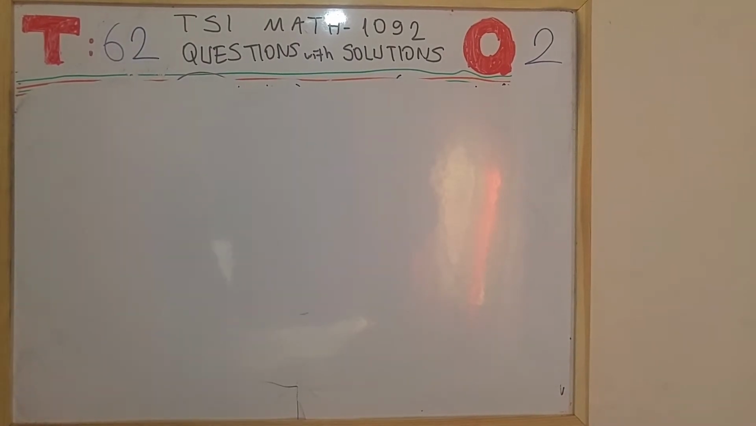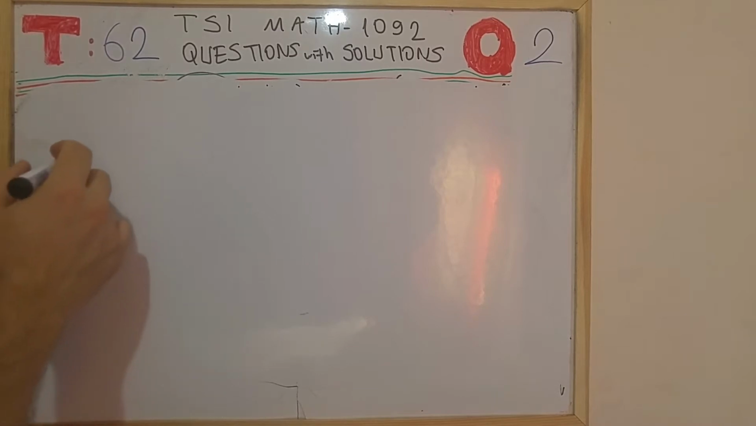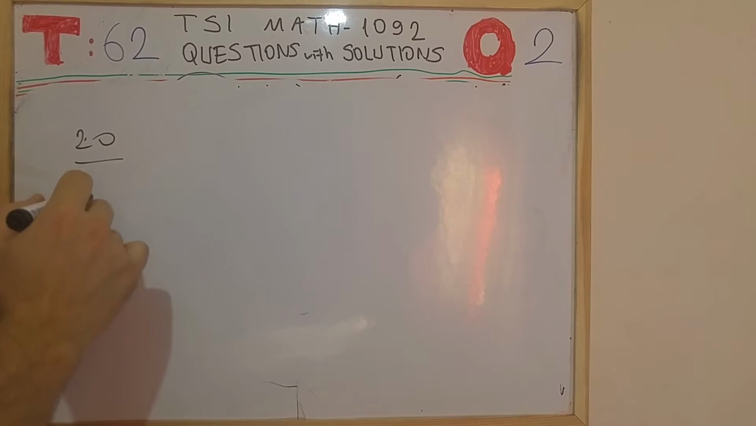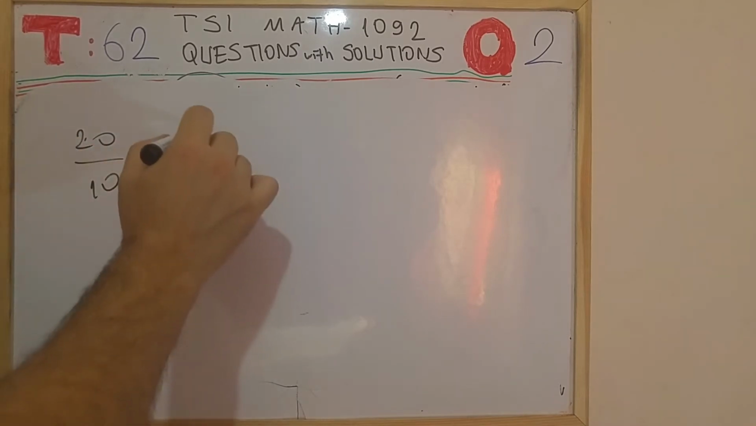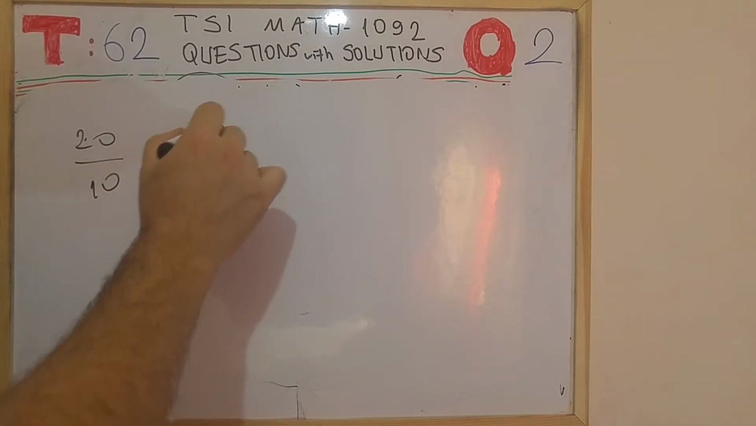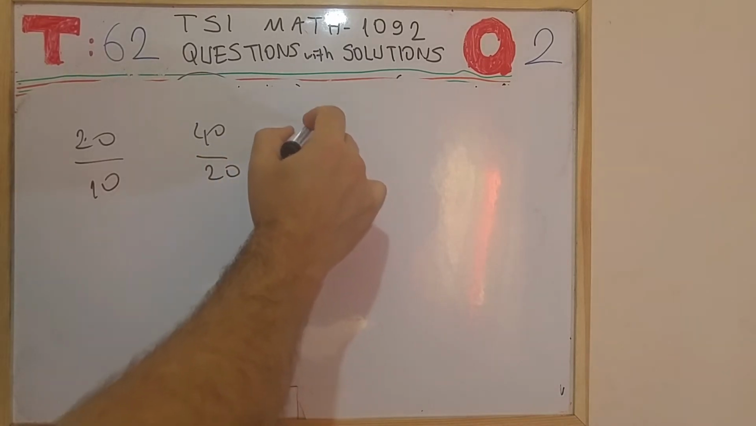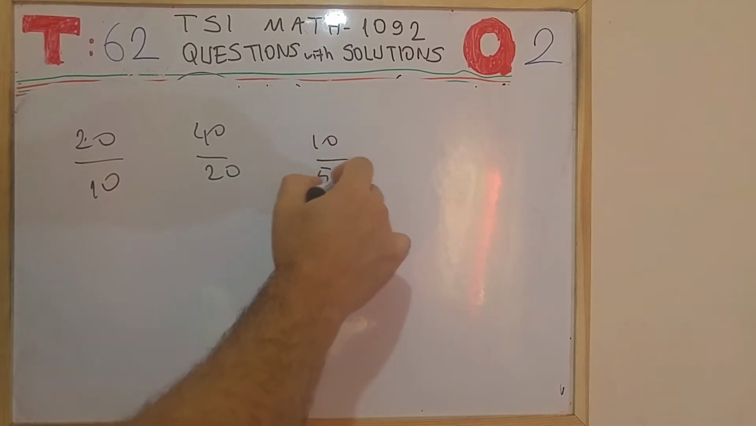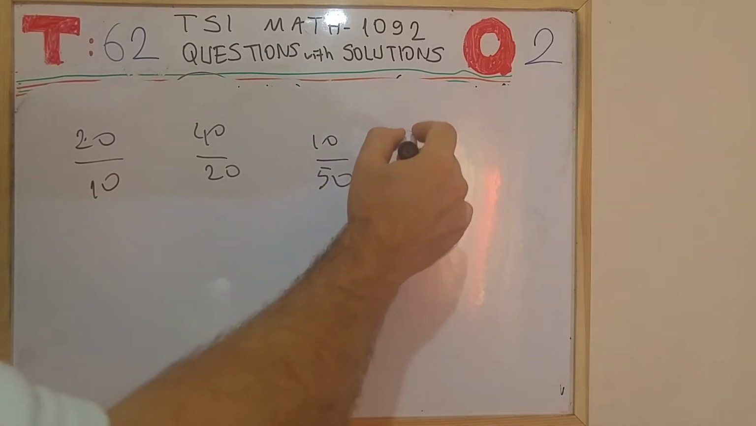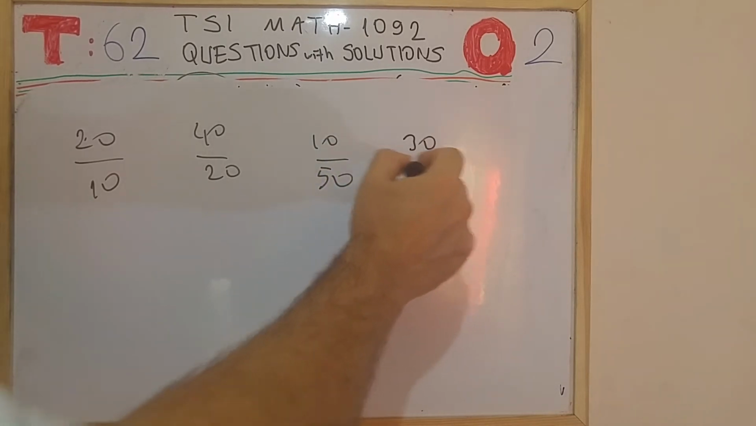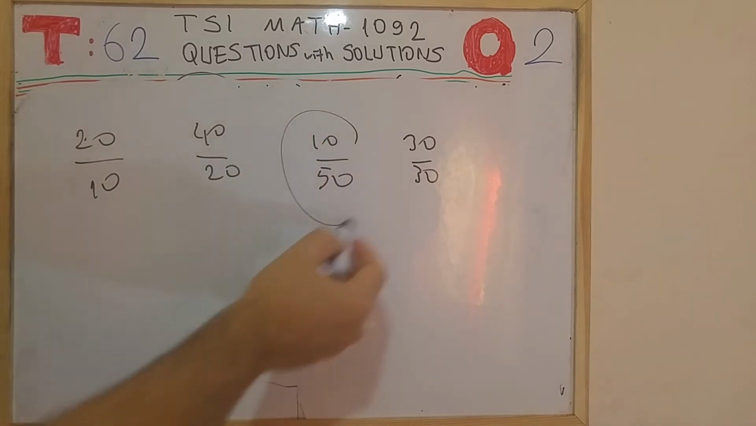We're asked about the vegetarian to margarita pizza ratio. So for A, what I have is vegetarian is 20 and margarita is 10. For B, what I have is 40 to 20. For C, what I have is 10 to 50. And for D, what I have is 30 to 30. That's why the lowest ratio we have is this one.